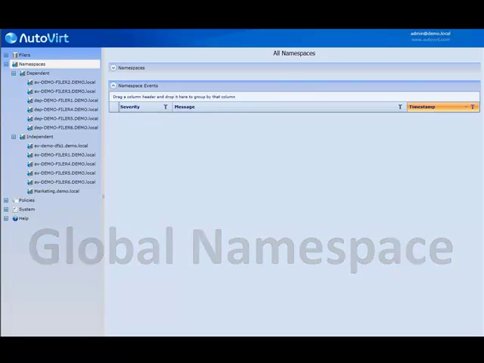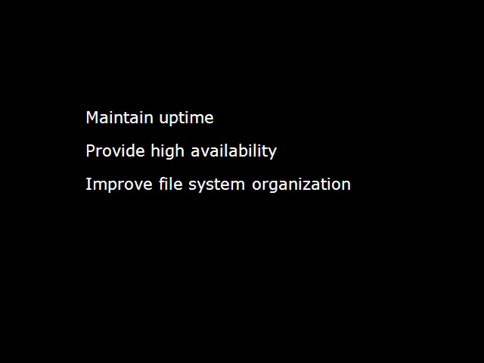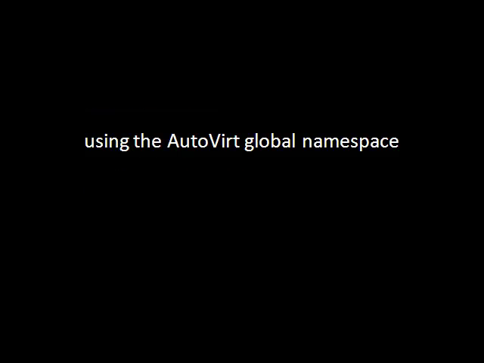With AutoVirt's global namespace, you can provide automatic client redirects following data migration or automatic failover to a replication site when a file server is offline. You can also improve the organization of your storage by building virtual storage pools that combine shares from devices all across your network.